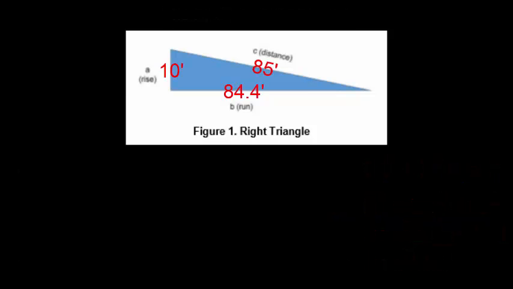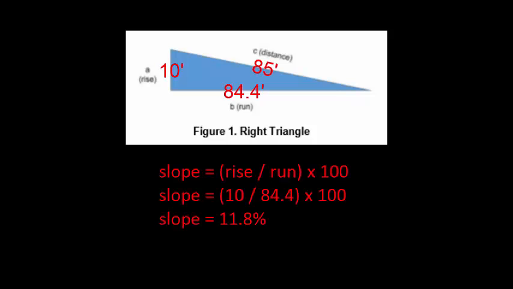Once you know the rise and the run, you can calculate slope. Divide the rise by the run, or 10 feet divided by 84.4 feet. Multiply by 100 to express as a percentage. In this scenario, you have a slope of 11.8%.